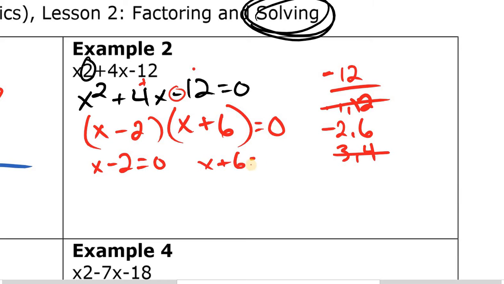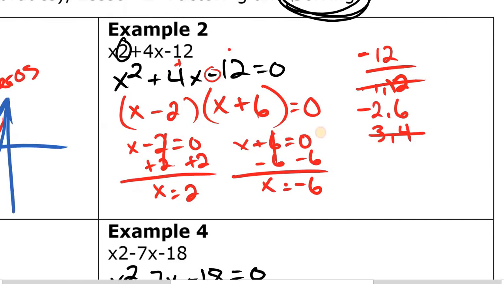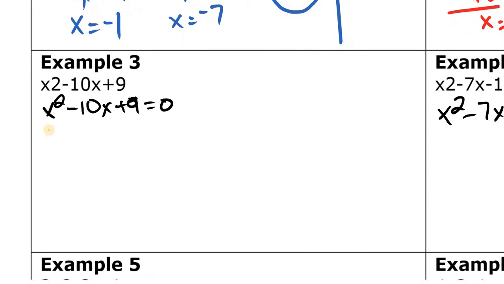X minus 2 is equal to 0, and x plus 6 is equal to 0. How do we get rid of the minus 2? Plus 2, x is equal to 2. How do we get rid of the plus 6? Minus 6, x is equal to negative 6. All right, let's try example 3.